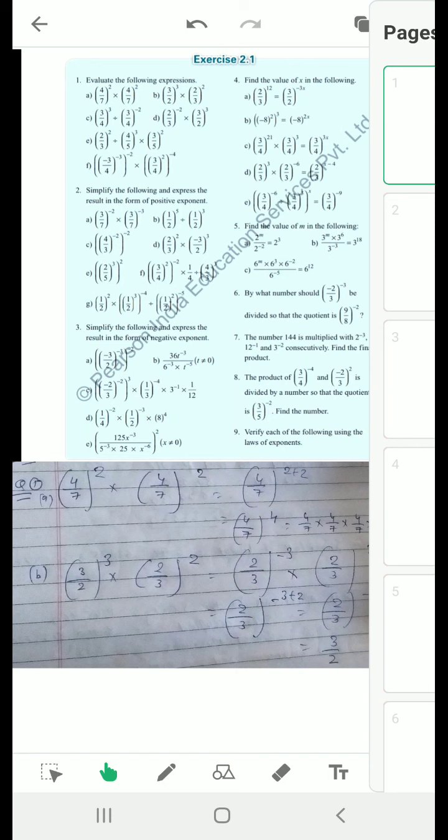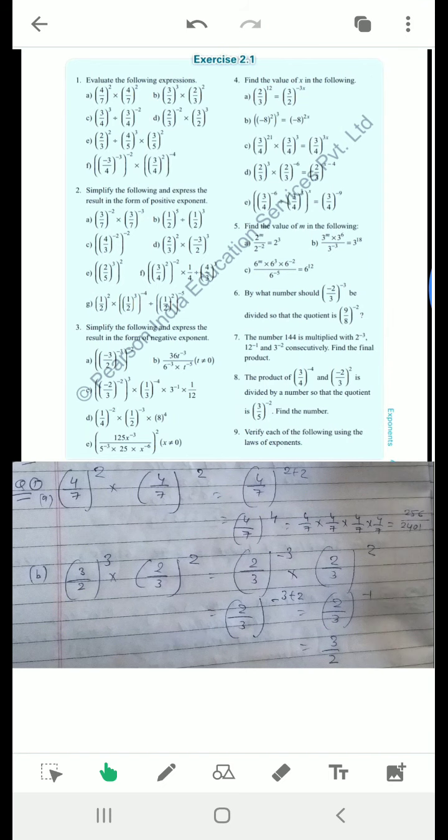The next question that you can try yourself: power raised to the power, then powers will be multiplied, and again power raised to the power, then powers will be multiplied, and you must try to solve. Then next, simplify the following and express the result in the form of positive exponent. We have to write the result in the form of positive exponent. First we have to simplify and then we have to write in exponent form.